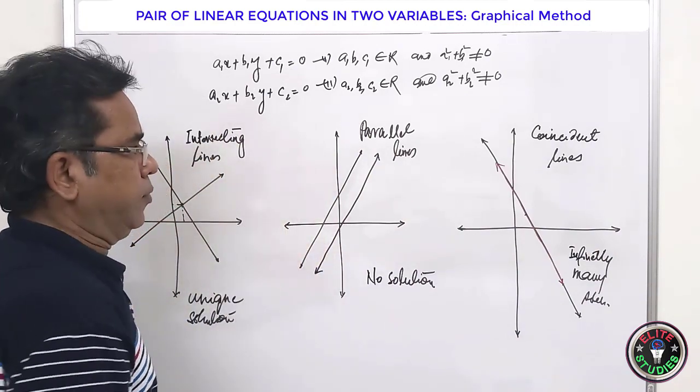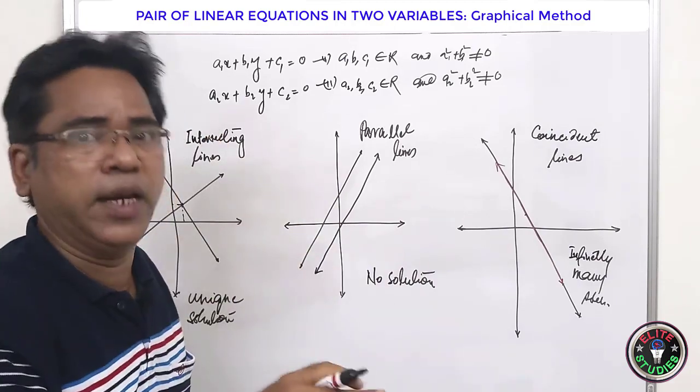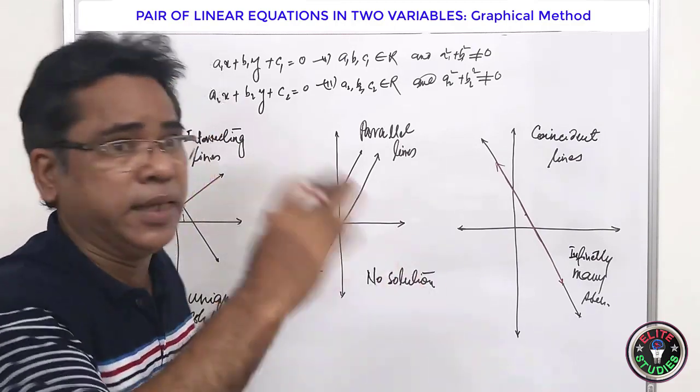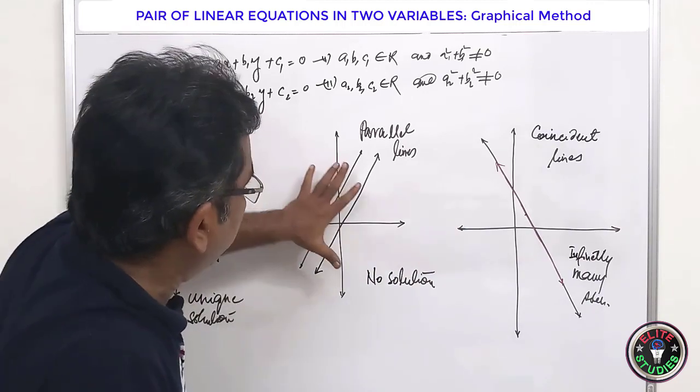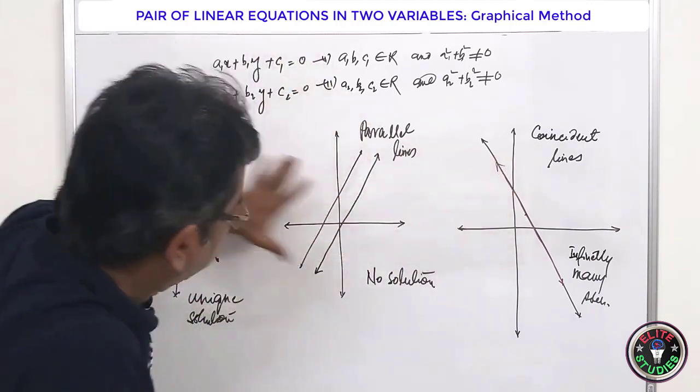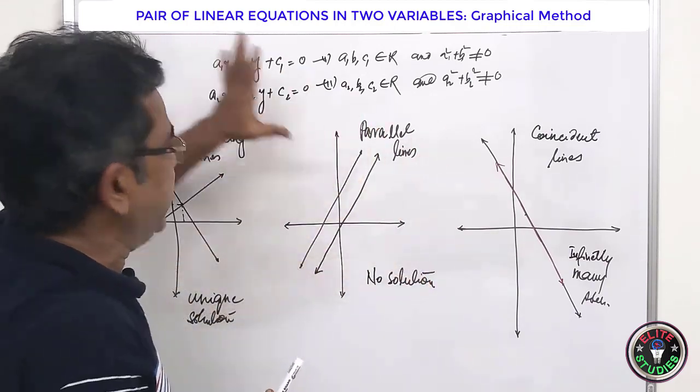So I hope I have made my point clear. In the next class also, we will do some questions on graphical only with greater details. Means under what condition this will be intersecting, parallel or coincident, without plotting the graph. That is very, very important. So that we will see in the next class.